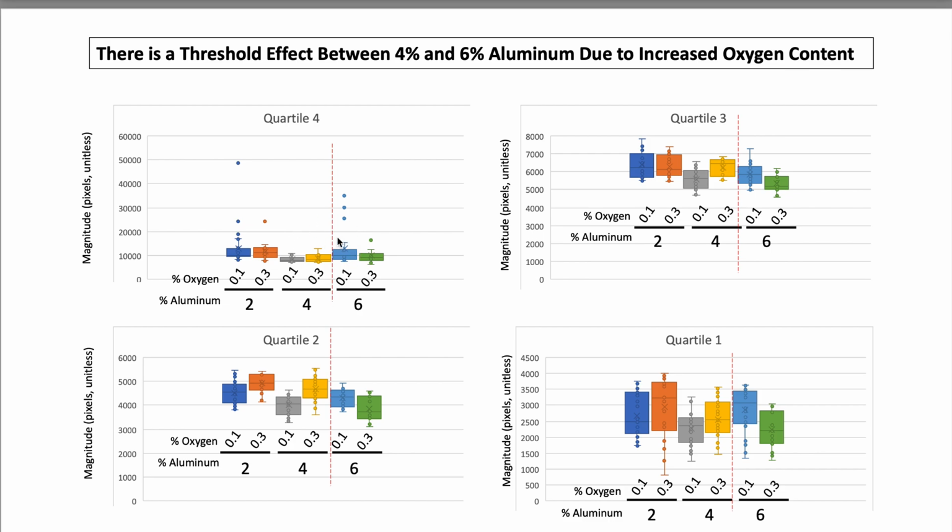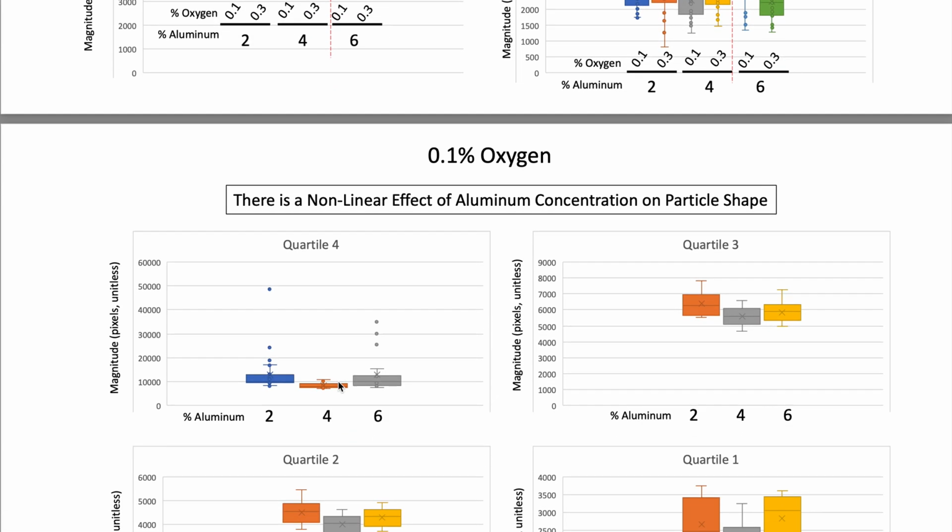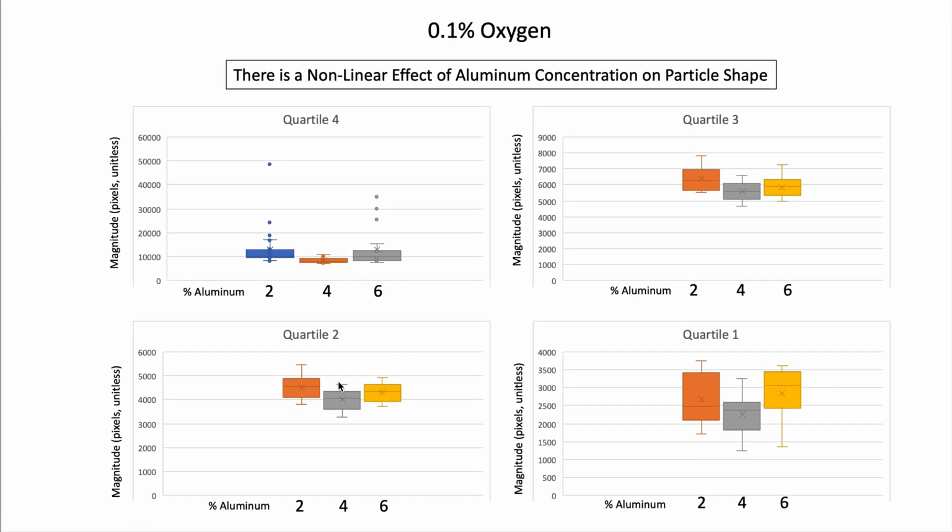So it seems that most of the effect of these conditions are observed in the enrichment of the mid-sized particles, which are hard for the human eye to distinguish, but quite clearly detectable by shape. When you look at just the 0.1% oxygen conditions, you see a nonlinear effect as we increase the concentration of aluminum. There's this inflection, or U shape, and that's present consistently in all 4 quartiles.